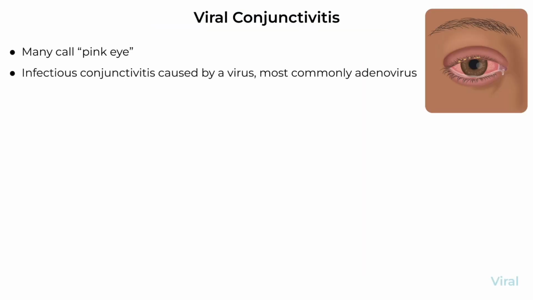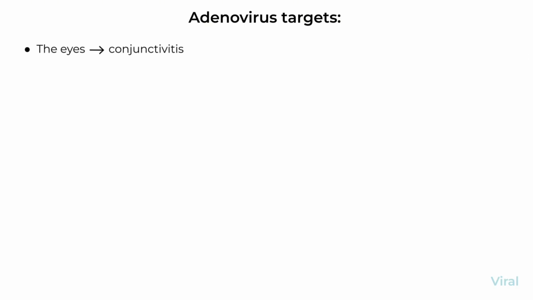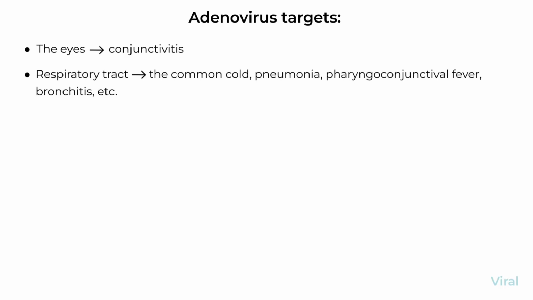It's an infectious conjunctivitis caused by a virus, most commonly adenovirus. There are other viruses that can cause conjunctivitis, but we're going to focus on adenoviral conjunctivitis. Adenovirus targets the eyes, leading to conjunctivitis, the respiratory tract, leading to the common cold, pneumonia, and other respiratory conditions, and the GI tract, leading to gastroenteritis, primarily in children.